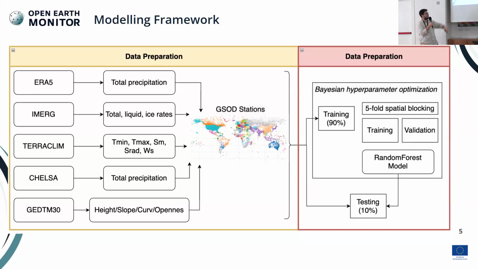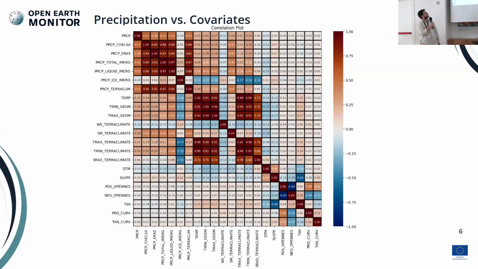They are separated for the validation, and of course for the hyperparameter tuning, which is done by a Bayesian approach with the Optuna framework. And after the model is actually tuned, we do the final testing to do a fair comparison with the ground data. So this is the correlation matrix for the covariates that we use.